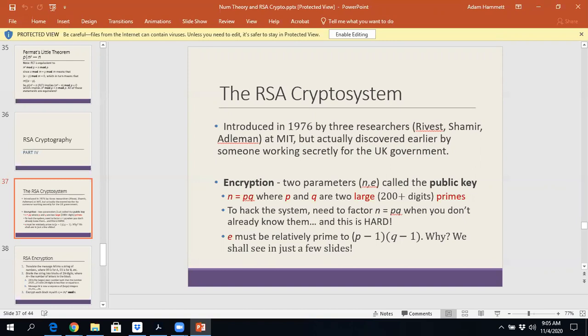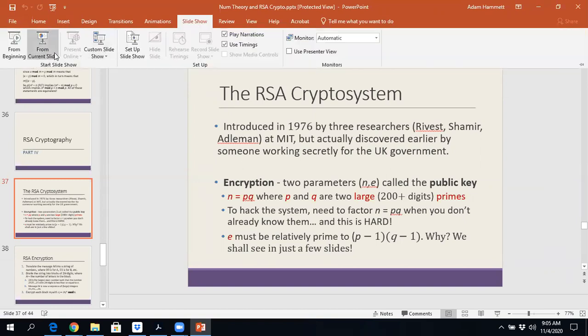Okay, let's finish cryptography, shall we? So I just wanted to remind you of what we were doing last time. And I'm not going to actually put this in slideshow mode yet because I want to flip over to what we were working on at the end of last time.